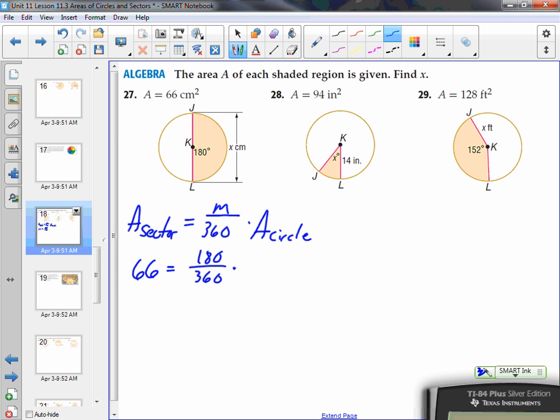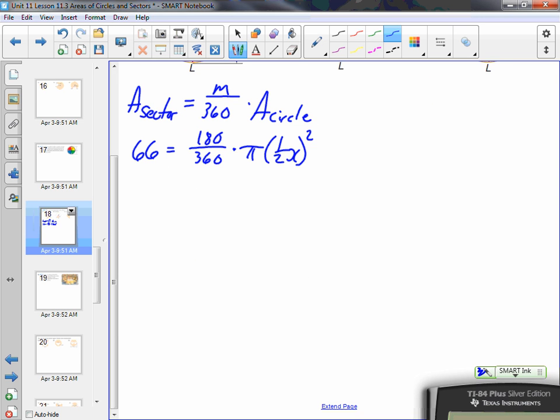Okay, and here's where it starts getting complicated, right? Because what's the radius of this circle? 1/2 x. If the diameter is x, then the radius is 1/2 x. So the area of the circle is pi times 1/2 x squared. Okay? Everybody with me? All right, now don't get in too big of a rush to go to your calculator.